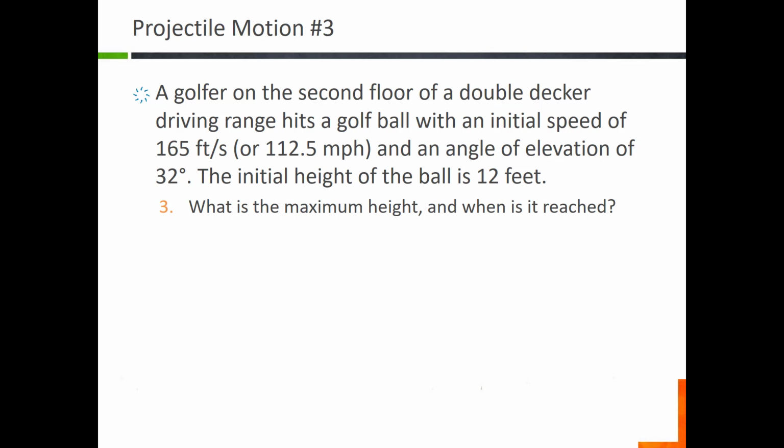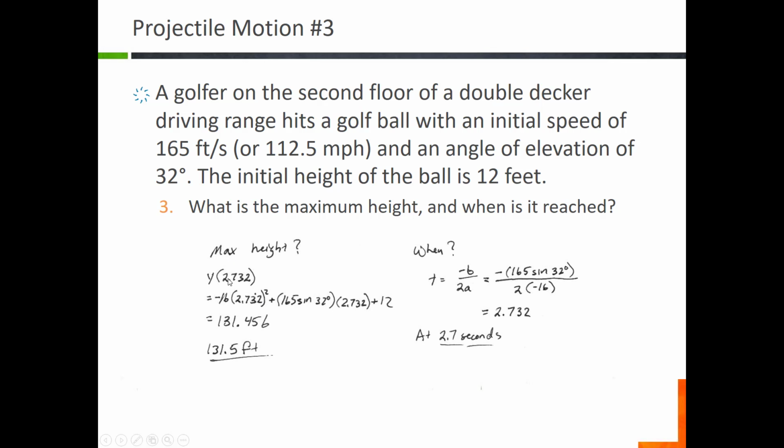All right, the last question we want to know is what is the maximum height and when is it reached? So the maximum height is y. It's reached when, and that's a t value. So to find max height, remember this is a quadratic equation, so we're actually going to find when first. We know the x coordinate, or in this case t, because it's a function of t, is negative b over 2a. That's the vertex location. So if we plug in the 165 sine of 32 over the negative 2 times the negative 16, we'll get 2.7 seconds. We take that 2.7 seconds, that's when. We take that and plug it into the y equation, and this is just a straight plug and chug. We compute that and we'll get 131.5 feet.